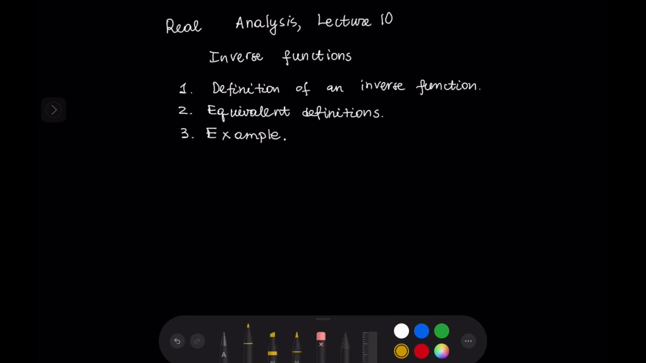Hello everyone, this is the 10th lecture in real analysis, and in this lecture we're going to discuss inverse functions. We are going to give a definition of an inverse function, discuss equivalent definitions, and provide some examples.